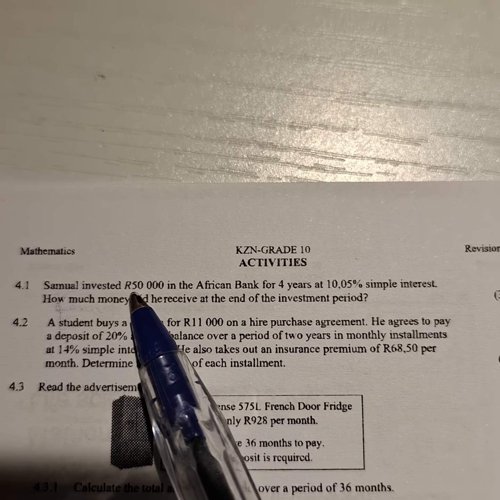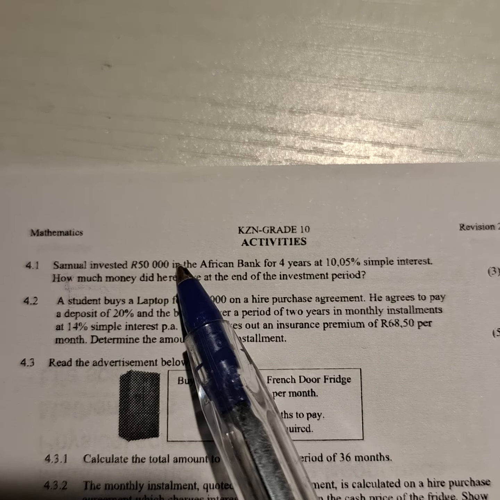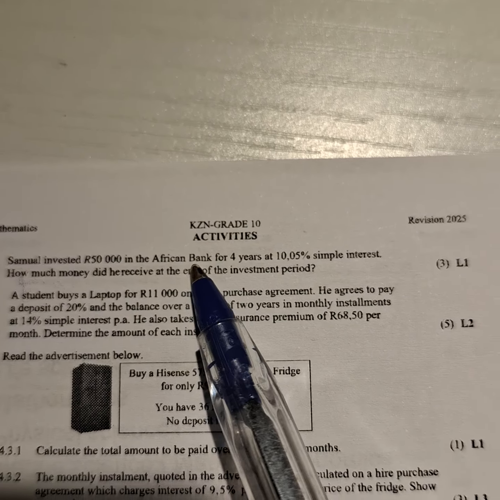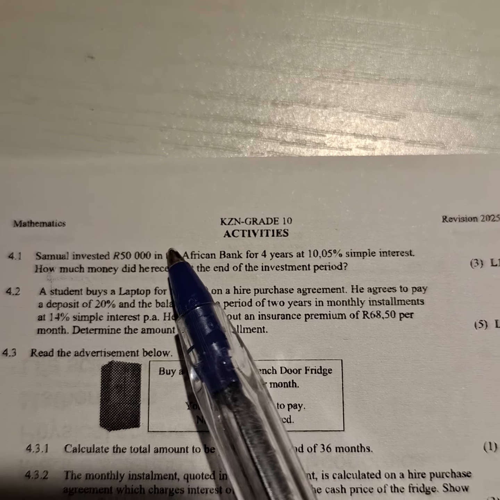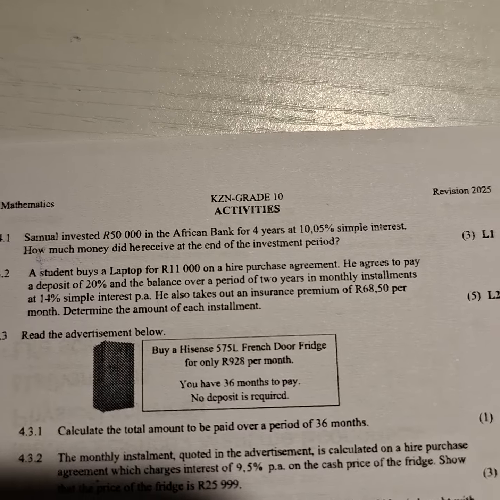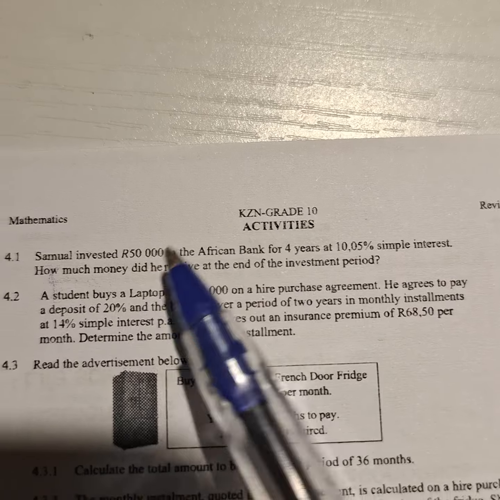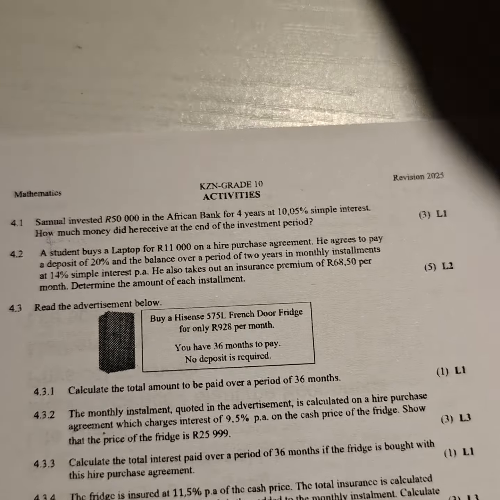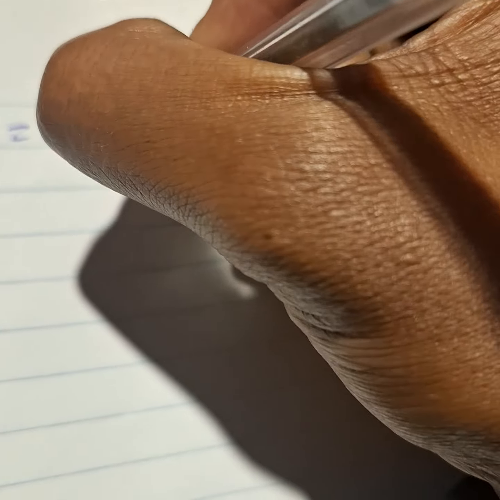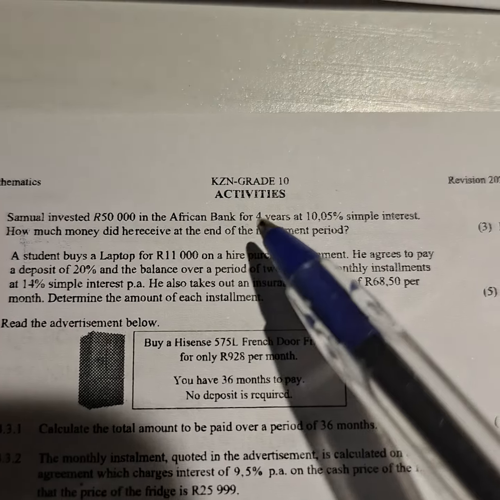So he invested what? 50,000 Rand. Now, in investment, obviously, this is 50,000 Rand with the intention of saving up money in the African bank for 4 years. So this is capital, or in other words, a present value, or a principal amount, or an original amount. So it is 50,000 Rand. If we go to our page, we are going to say P is equal to 50,000 Rand.